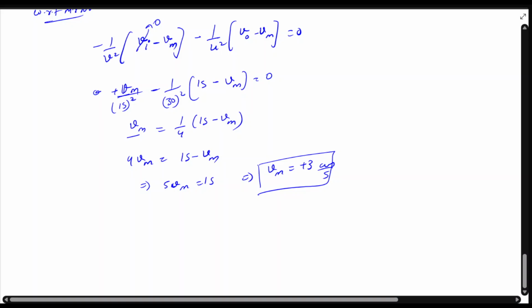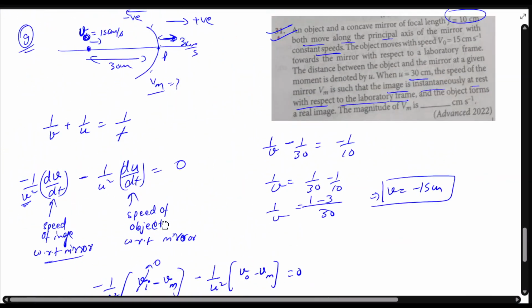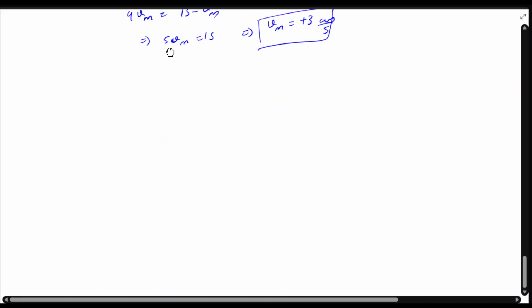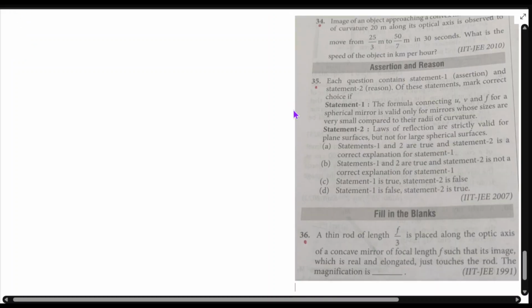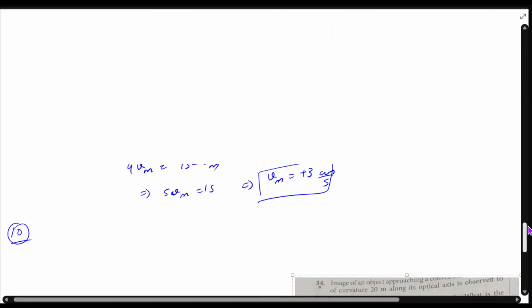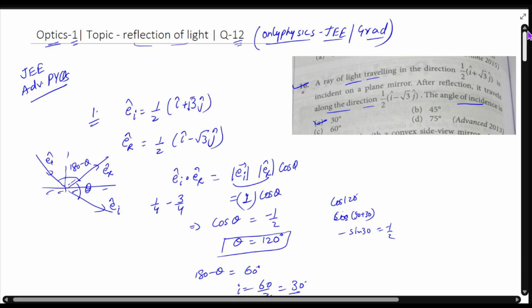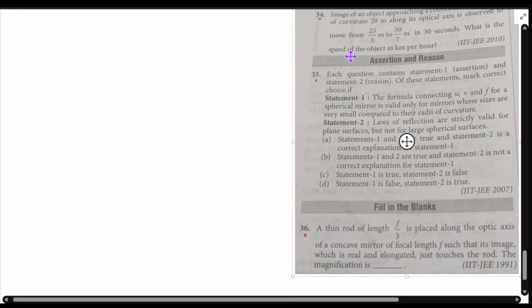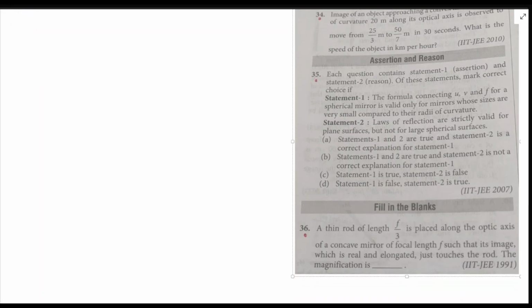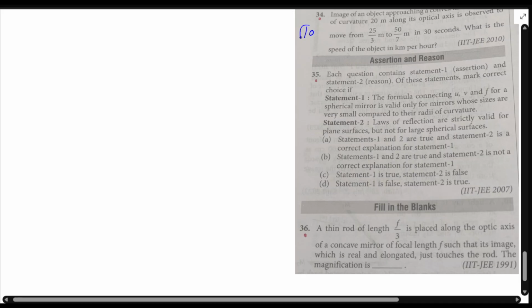So let's move on to question number 10. This is 10th, 11th, and 12th. Okay, so the last three questions from this topic.